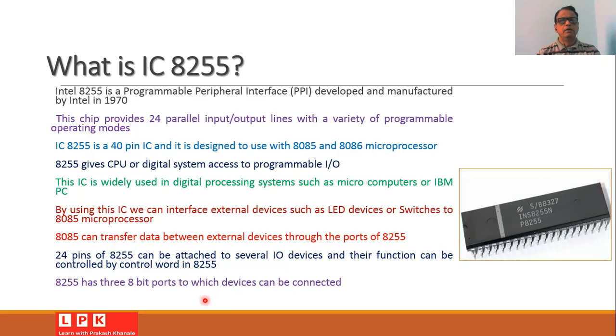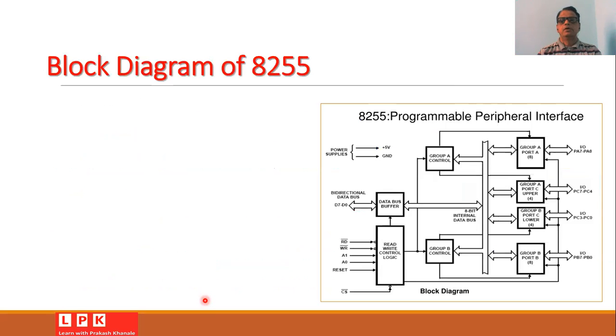As I told you, there are 3 ports, and each port is of 8 bits or 8 lines, and therefore there are 24 pins available to which we can connect the external devices. So this is the block diagram for this IC 8255. One can easily observe in the block diagram that this is port A, and there are 8 bidirectional pins available for port A. Similarly, we have port B, and there are 8 bidirectional pins available for port B. Port C is divided into 2 parts, upper part and lower part, where we have 4 lines for the upper part and 4 bidirectional lines for the lower part.